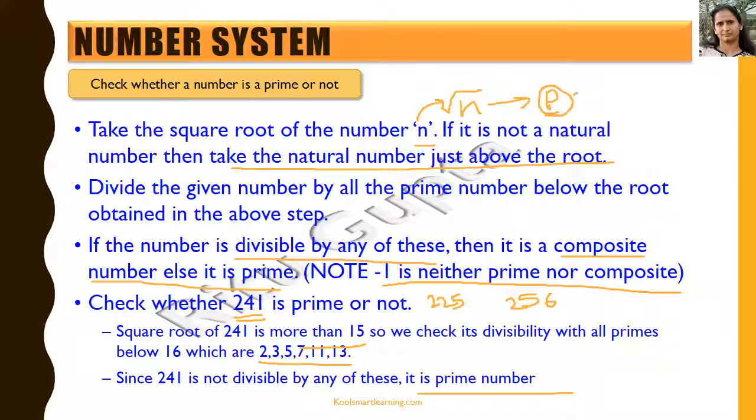So instead of checking its divisibility with all the prime numbers till we reach 240, or till we reach half of this, it is a much simpler approach to check for its divisibility in this way. And we know that 241 is a prime number.